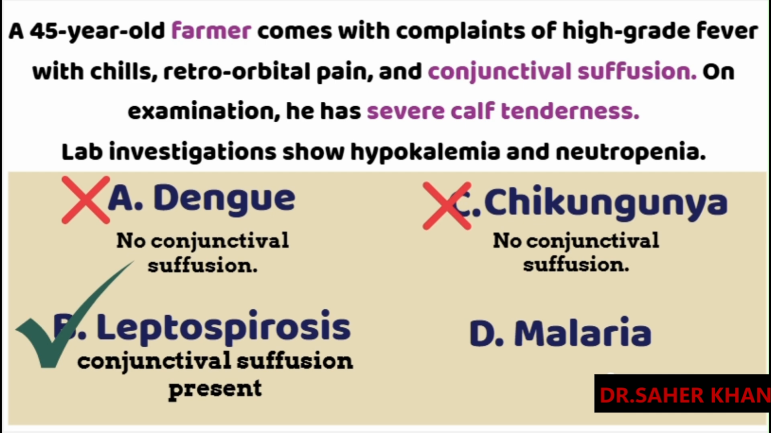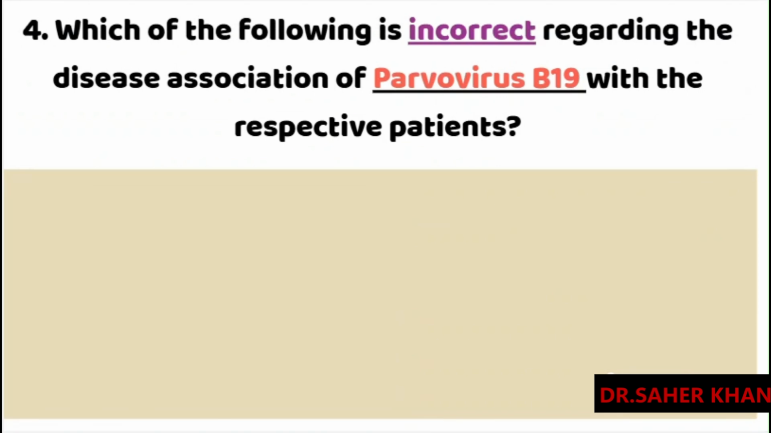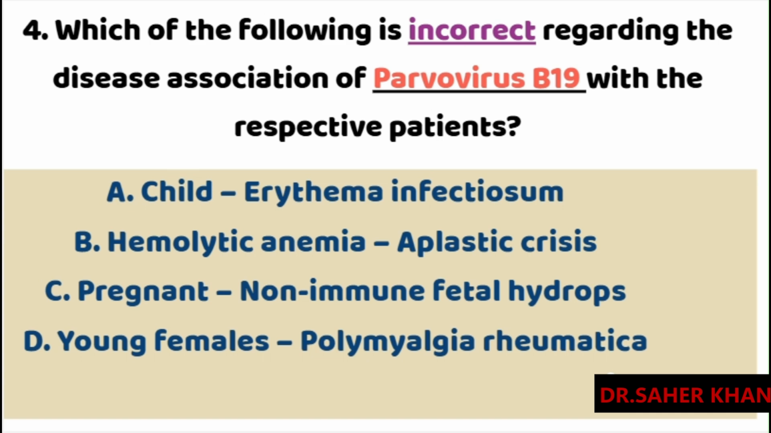Malaria. Again, malaria can cause fever and chills, but it does not cause conjunctival suffusion. So malaria is not the answer. All right, this is our last question. Which of the following is incorrect regarding the disease association of Parvovirus B19 with the respective patients? And these are the options.